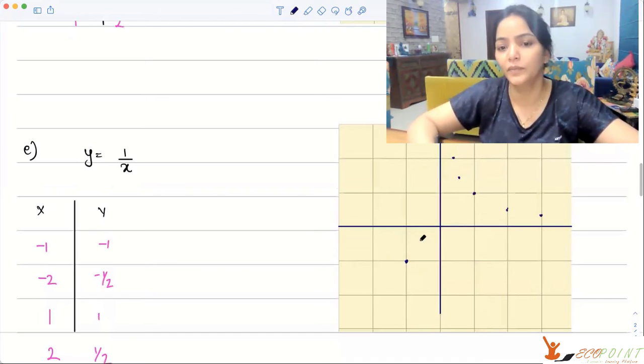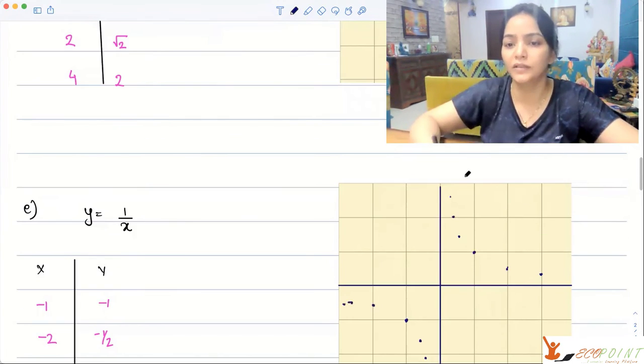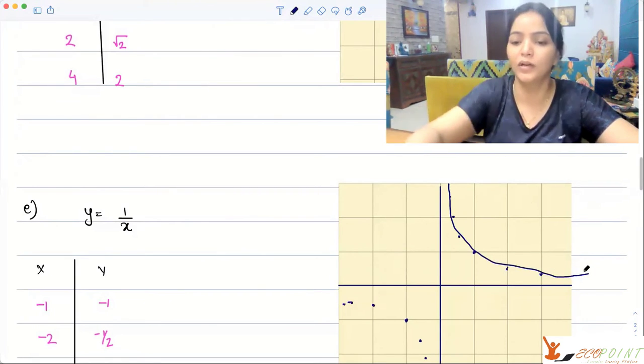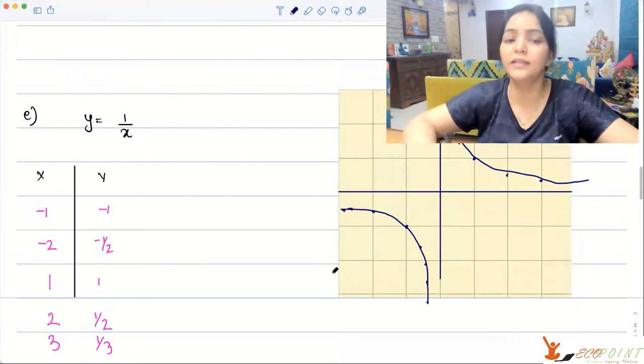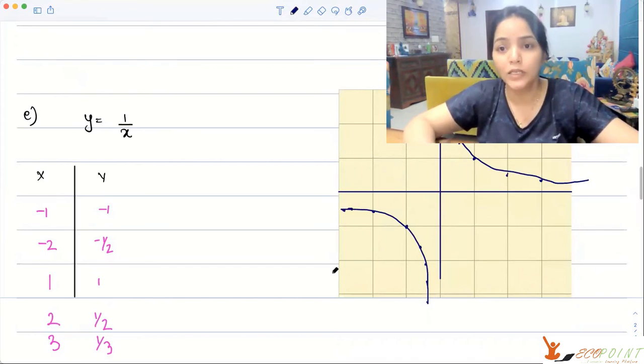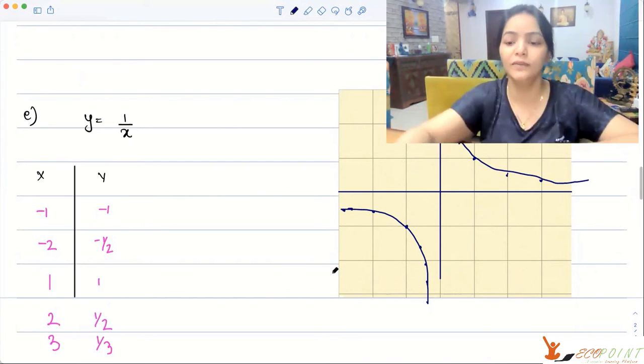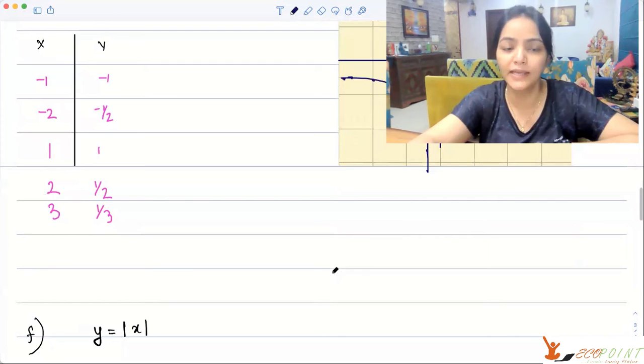Similarly here, at -2, you have -half, and so on and so forth. And this will go to -infinity. So the graph will be a rectangular hyperbola. And since there is no restriction on x, x could be negative also, positive also. When x is negative, y will be negative. When x is positive, y will be positive. Okay, so this is the graph of 1 by x.